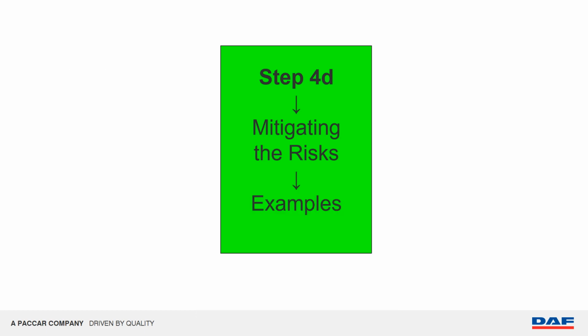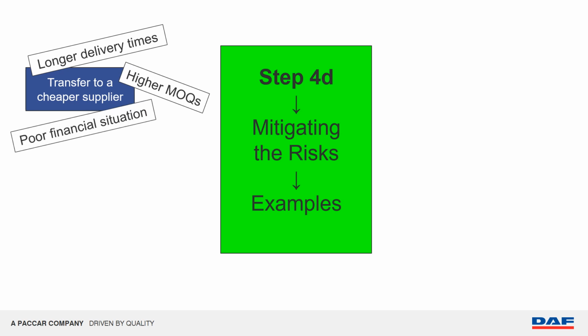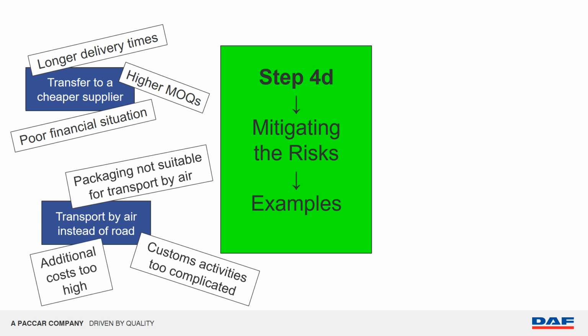Let's take a look at some other examples of new risks we can introduce when changing a process. Transferring to a cheaper supplier could result in having longer delivery times, or having higher minimum order quantities. Or maybe the supplier that we're transferring to has a very poor financial situation that we need to address. When changing to transport by air instead of the road, we could find that the packaging is not suitable for transport by air. Or maybe customs activities turn out to be too complicated. Or the additional costs are too high.